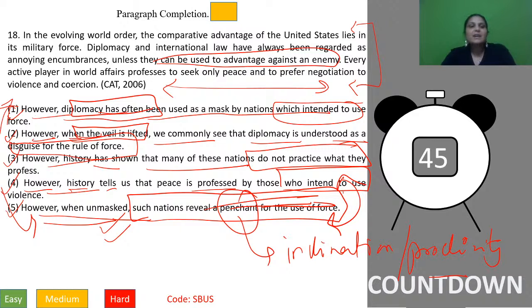So diplomacy is a disguise for the rule of force. That means diplomacy is a euphemism that is given to the use of force. But we are not saying that they intend to use force. We are saying when they talk about diplomacy, they are basically trying to say that might is right, or the bigger animal will eat the smaller animal, and this is the diplomacy you're supposed to understand. Is that okay?